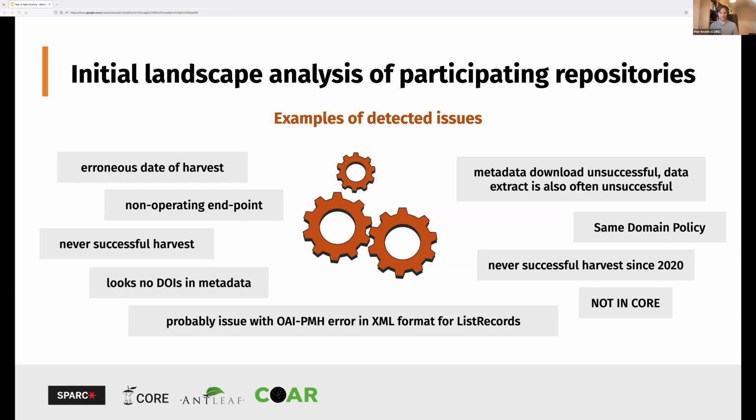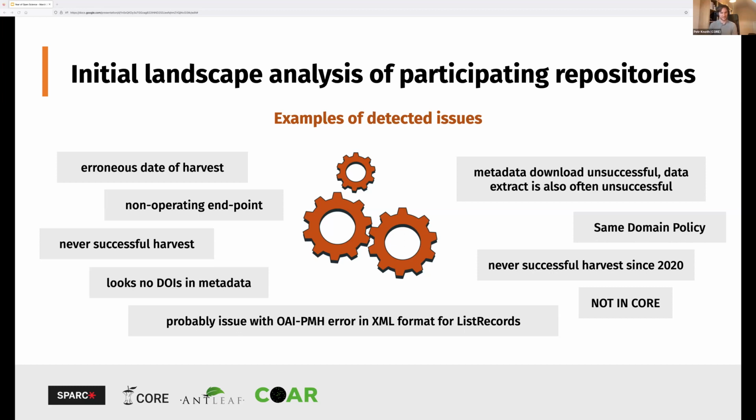Actually, their OAI-PMH endpoint isn't properly configured. There might be, for instance, persistent identifiers that might not be expressed correctly in the metadata, and so forth. What is, I think, quite interesting is that in many situations, the institutions were completely unaware of these shortcomings, and therefore by working with us, they are discovering new things, and hopefully we are moving together towards a more interoperable network of repositories.